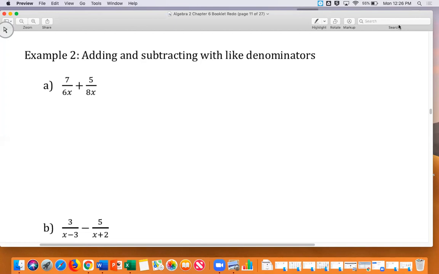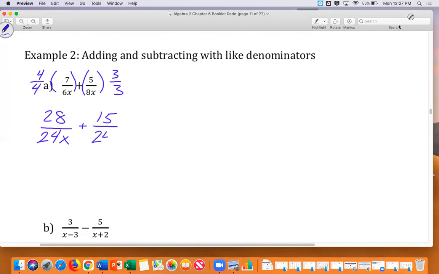So how do I make 6 equal to 24? Well, I'm going to multiply that by 4 over 4. I don't have to deal with the x because it's already part of both denominators. In the other piece, how am I going to make an 8 into 24? Well, I'm going to multiply it by 3 over 3. 4 times 7 is 28. 4 times 6x is 24x. Plus 5 times 3 is 15. 8x times 3 is 24x.